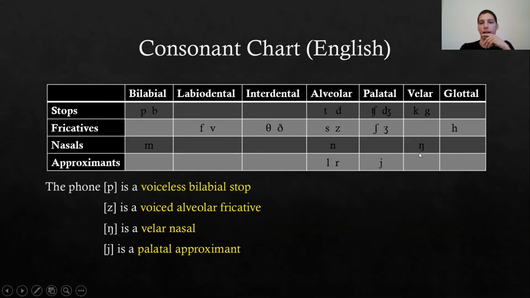Oh, this one I left out. This is like at the end of thing or being. This is the one that's written with ng very commonly. So I should also point out that nasals and approximants are basically always voiced, so they just go in the middle, and it's a little redundant to say a voiced velar nasal. But so this sound is velar for the place of articulation, and then nasal for the manner of articulation. And then y, the y sound, is palatal and an approximant.